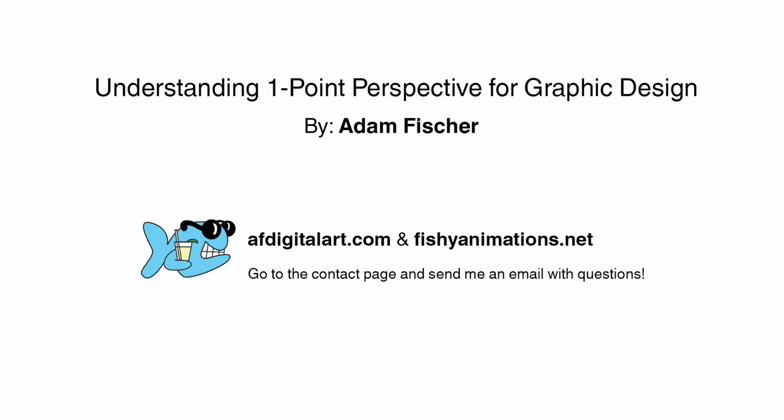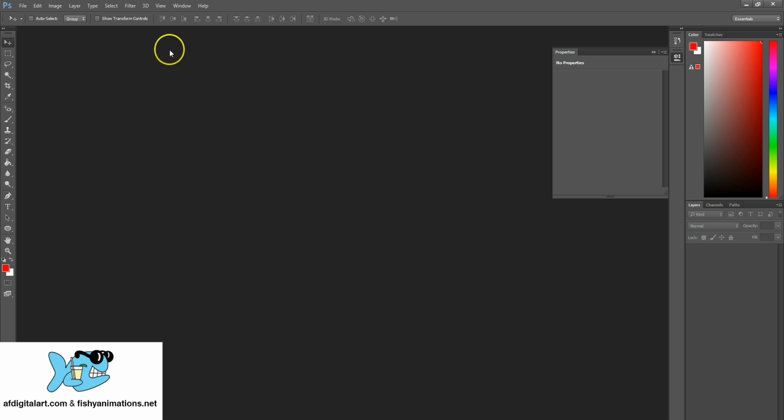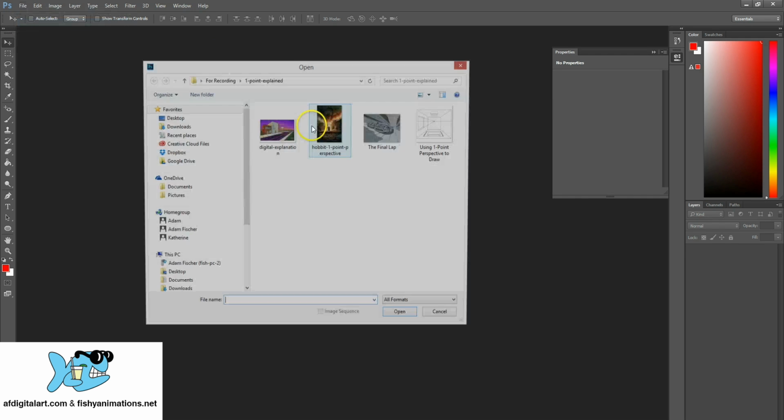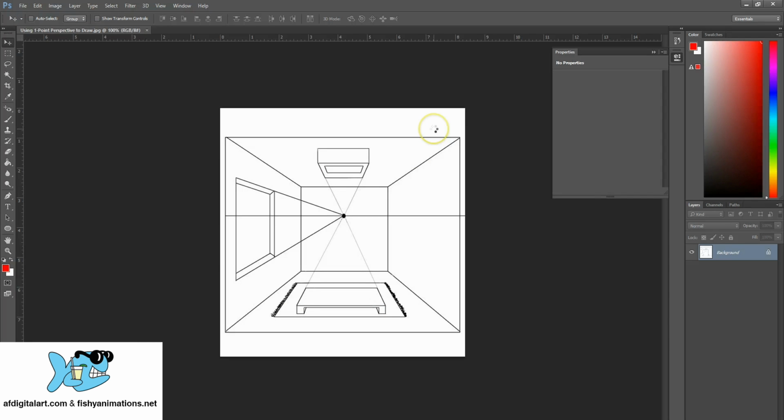A concept that you can use for your designs is called one-point perspective. Now there are 4 different perspectives you can study, but in this video I'm going to show you 1 point. So in Photoshop I'm going to go to File, Open, and I'm going to open up this template. This is a 1-point perspective template I've used throughout my teaching in order to really break it down for you.